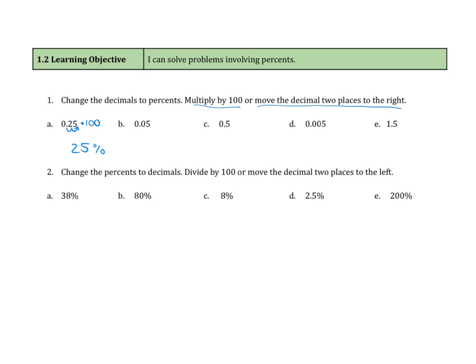In the next one, multiplying by 100 or moving the decimal 2 places to the right, it ends up after the 5, so that's 5%. Pause the video and try the next 3 on your own.